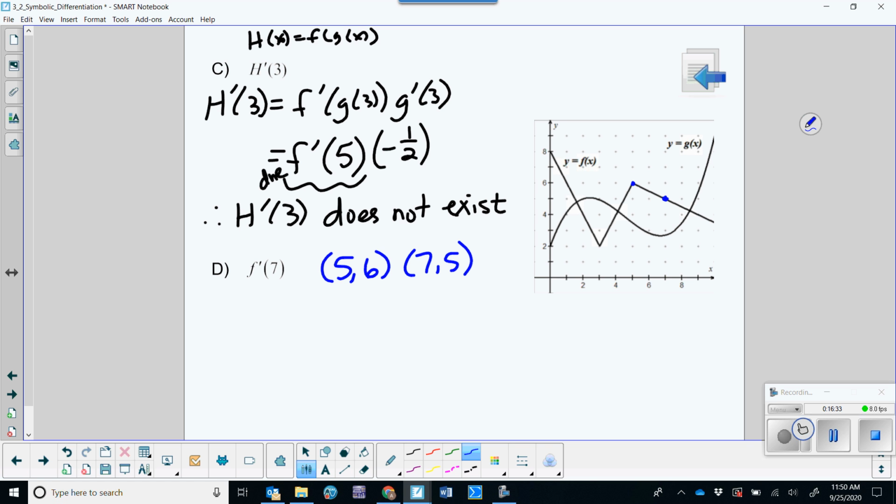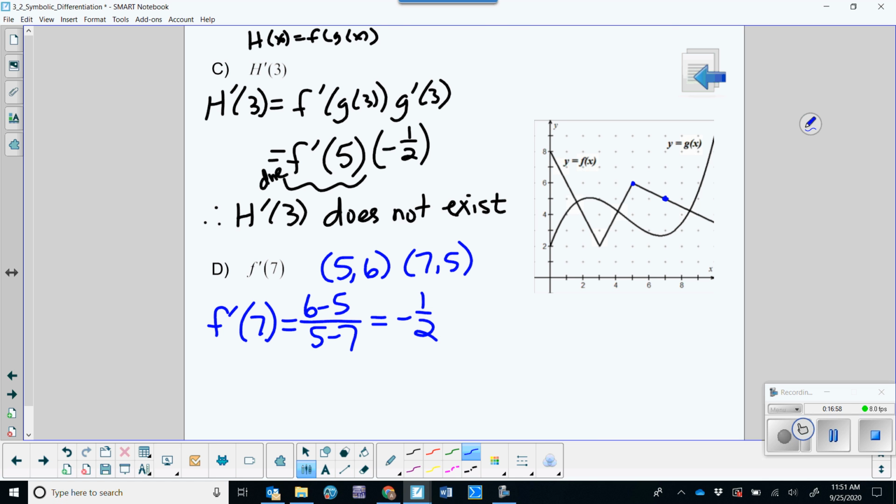And I could use those points to get my slope. I would find that f prime of 7 is going to equal (6 minus 5) over (5 minus 7), which is negative 1/2. Okay, so I get a slope of negative 1/2 there.